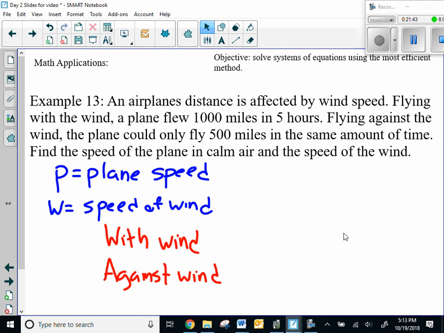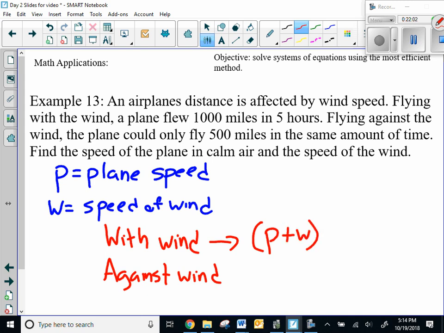With the wind, when I was walking with the moving sidewalk, think about it. The baby was going faster, so it helped the baby move. So with the wind, the baby's speed, or in this case, the plane speed, is the speed of the plane plus the speed of the wind. The wind is going to help when it's moving with it, just like when the baby was walking with the sidewalk, it made it go faster. So this is the speed with the wind.